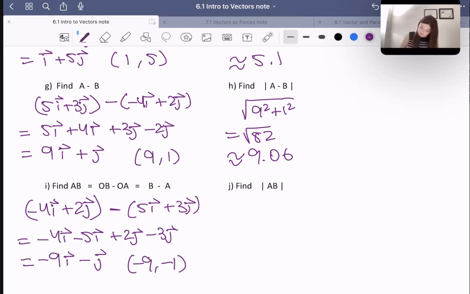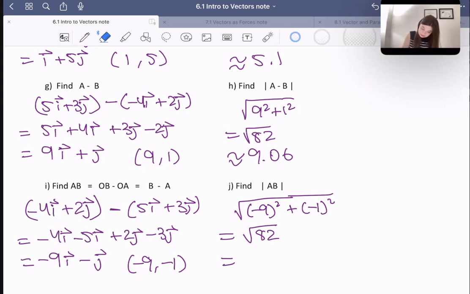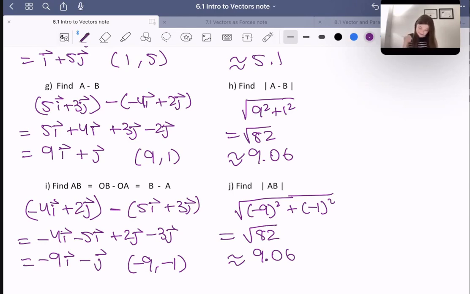Now, in terms of finding our magnitude, our magnitude is actually going to be the same as the last one because these values will get squared, and then we end up with root 82, which is the same as 9.06, and there we have it. Very good. All right, very good work. Well, there we have it.